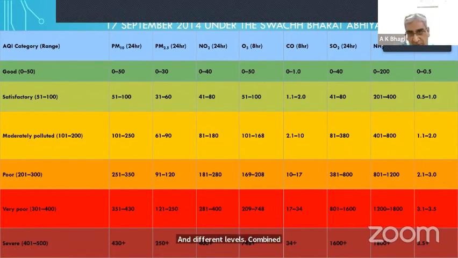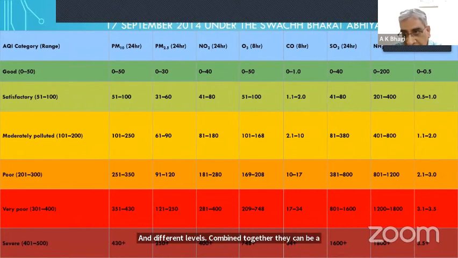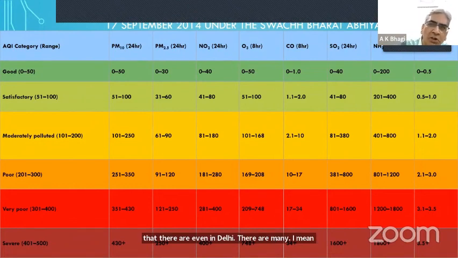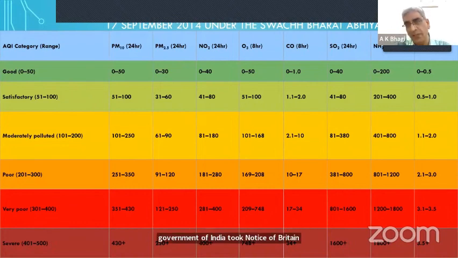There can be a method for measuring more than one pollutant through the monitoring sites. And you may have noticed that even in Delhi there are many monitoring sites present. ITO, Ashok Vihar, Delhi University, Wazirpur, Anand Vihar Terminus, and so on. All this we suggested to the government, and the government of India took notice of it and installed monitoring stations not only in the NCR region, but in many metropolitan cities, more than one or two.